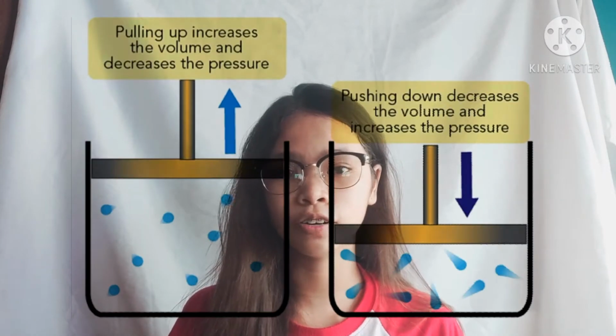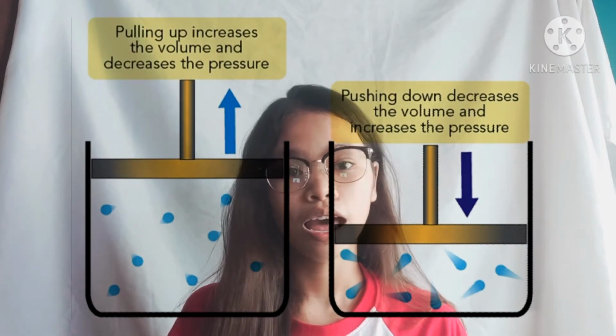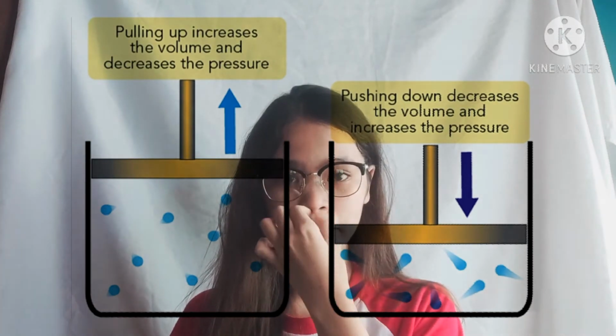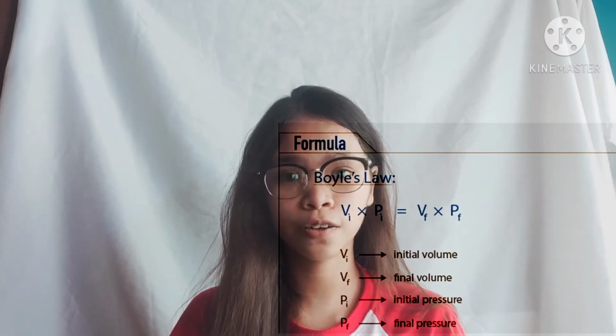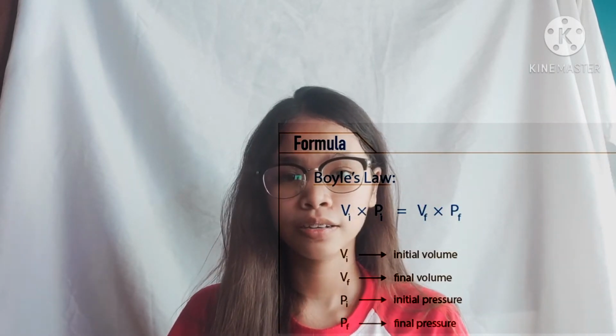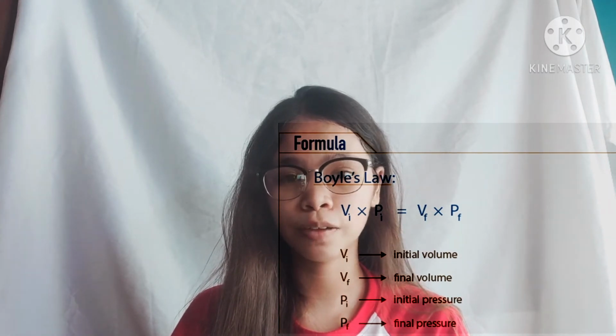at constant temperature. In layman's terms, the pressure is inversely proportional to the volume of the gas, which means when the pressure increases, the volume decreases, and as the volume increases, the pressure of the gas decreases. Boyle's law can be expressed usefully as P1V1 = P2V2, in which P1 and V1 stand for the initial pressure and volume, while P2 and V2 stand for the final pressure and volume.